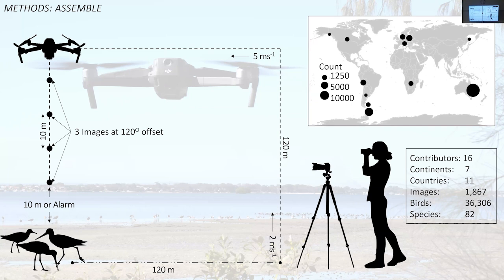So the data set ended up, 16 people contributed. We got images from all 7 continents, 11 countries. We labeled 1,867 images, which is 36,000 birds. And we got 82 species. So the 82 species is the really important bit for me. I wanted it to work really well across that broad biological context and be able to tell the difference between these different species.